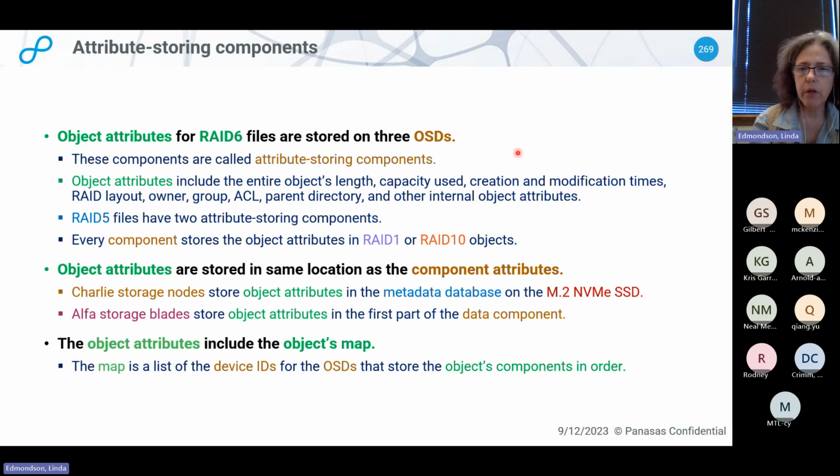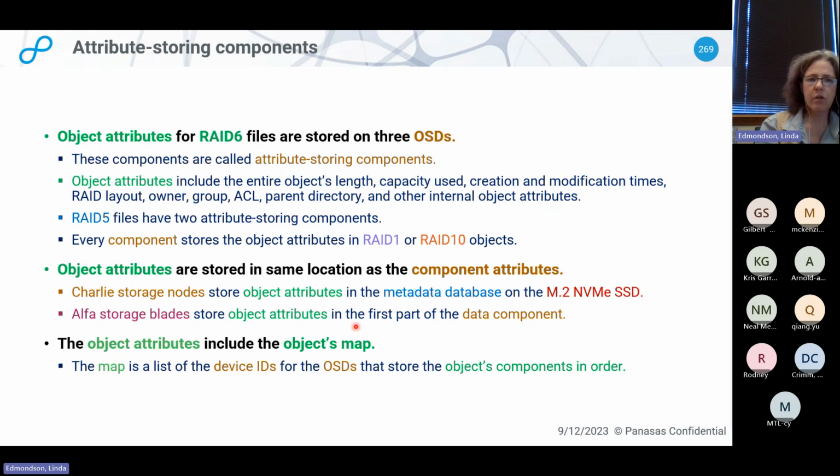We don't need to store this on every OSD. We just need to make sure that we store them on enough of the components that these attributes are not lost, so that the attributes have the same redundancy as the file, the object itself. On a RAID 1 or RAID 10 object, every component stores the object attributes. Same location as the component attributes. For the Charlie and Echo, that is in the metadata database on the M2 SSD.